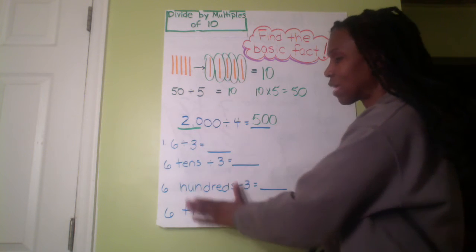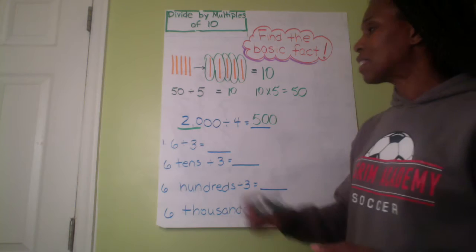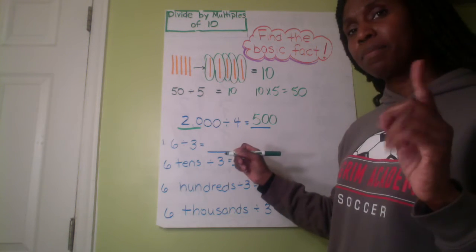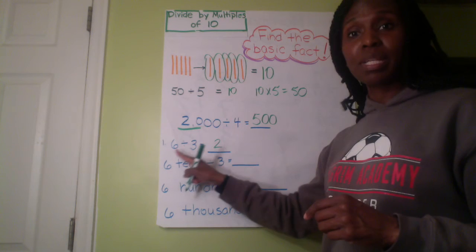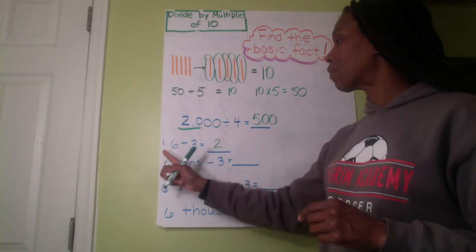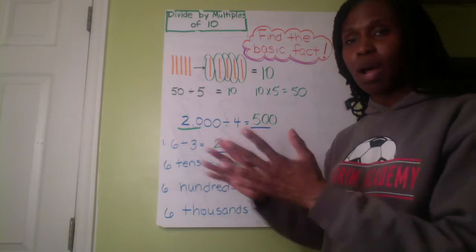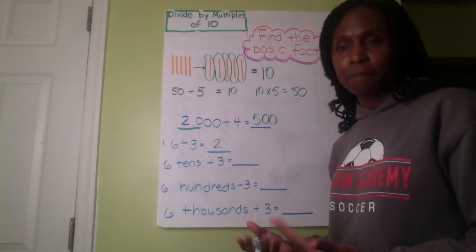All right, and that's why they have the next problem written the way that it is. We have 6 divided by 3. We know what 6 divided by 3 is. 6 divided by 3 is what? It's 2, right? We know it's 2 because 2 times 3 is 6. Okay, remember, if you divide going from the left to the right, then you can multiply going from the right to the left. They're opposites.